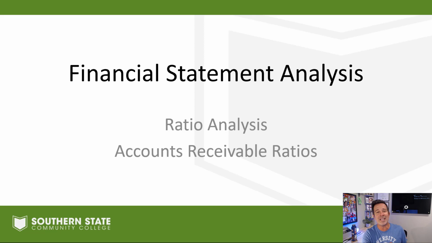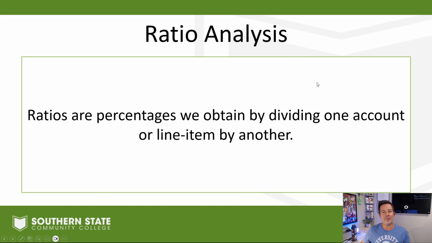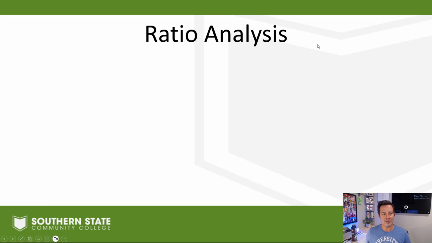In our video right now, we're going to be taking a look at accounts receivable ratios. We're going to be including that as part of our overall look at ratio analysis. You may remember from our last video, ratio analysis is simply taking one item on the financial statement and dividing it by another. And you should have gotten the idea already that we're going to be looking at accounts receivable and dividing it by something to come up with some kind of insight as to how a business is doing.